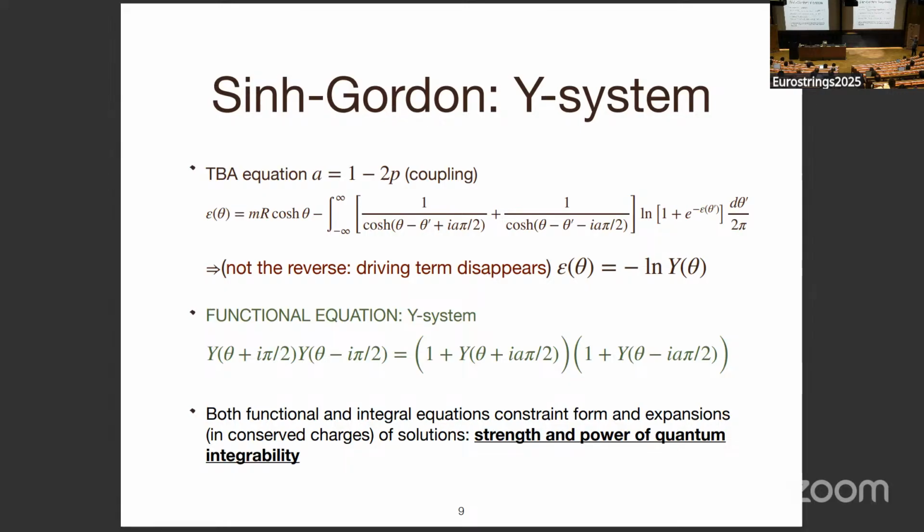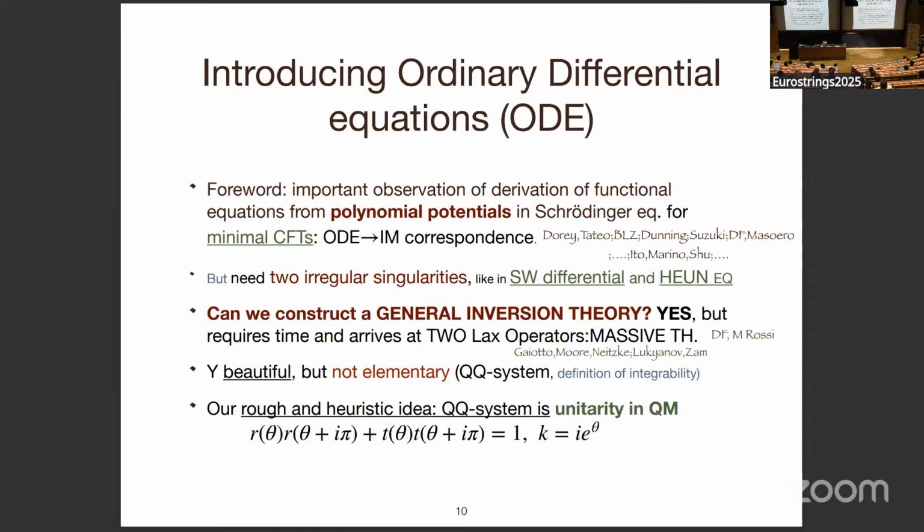Usually, you don't have a second object here. You have only one, or a product of the same theta. You may have already seen this kind of thing. And already this form is very interesting. Both the functional and integral equations constrain the form and the expansion. The expansions give you the conserved charges we started with, from the solution. This is the strength and power of quantum integrability in a nutshell.